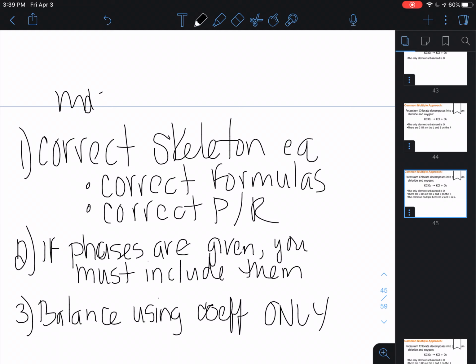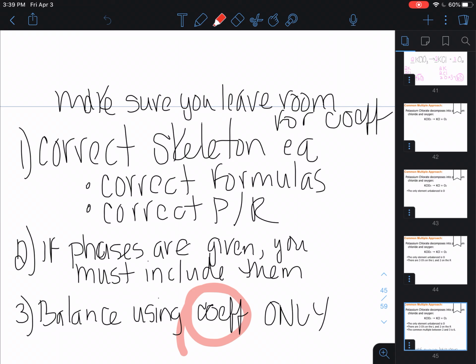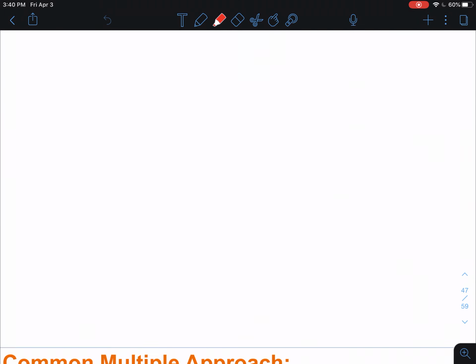Make sure you leave room for coefficients. Okay, so make sure you leave room for coefficients. That way you have plenty of space. And then you're going to write the correct skeleton equation that includes correct formulas and identifying the correct products and reactants. And then make sure you leave room for the coefficients. If the phases are given, you must include them. And then you're going to balance using coefficients only, right? Because we talked about you are not allowed to change the chemical formulas or the subscripts. Okay.